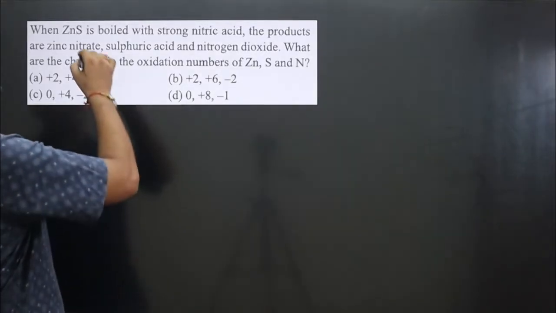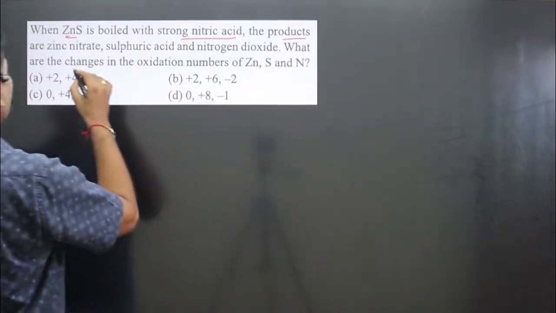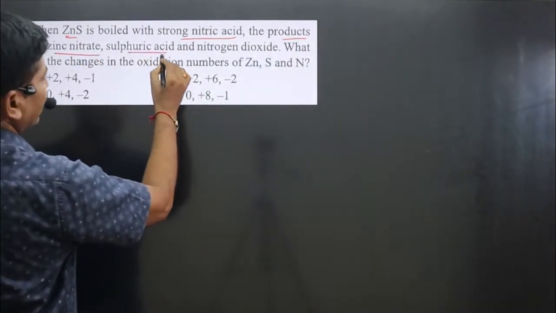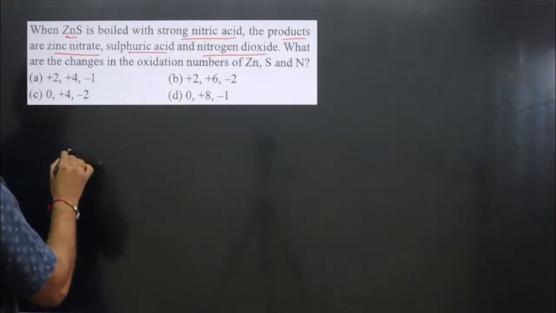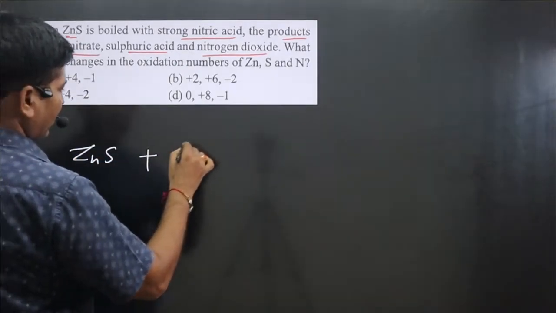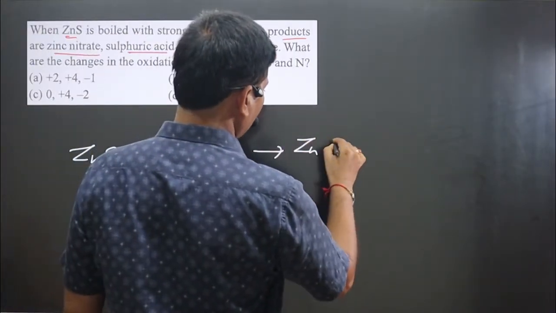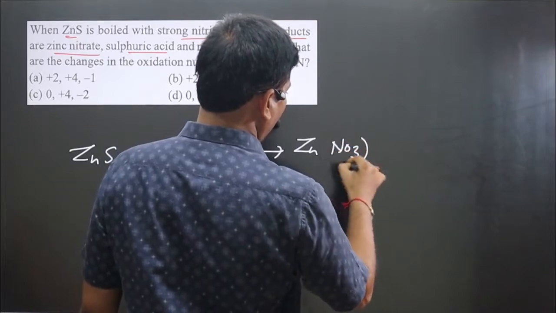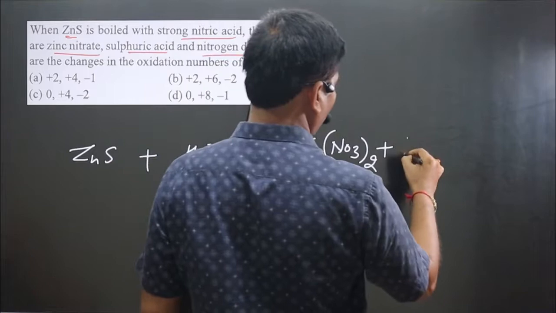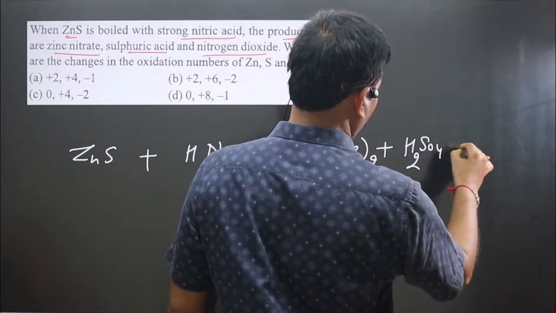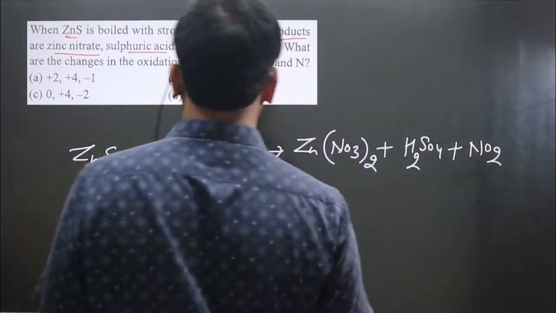The question says when zinc sulfide is boiled with strong nitric acid, the products are zinc nitrate, sulphuric acid and nitrogen dioxide. We can write the chemical reaction. Zinc sulfide is reacting with concentrated HNO3, converting into zinc nitrate and sulphuric acid, H2SO4, and plus nitrogen dioxide, NO2. Very good.